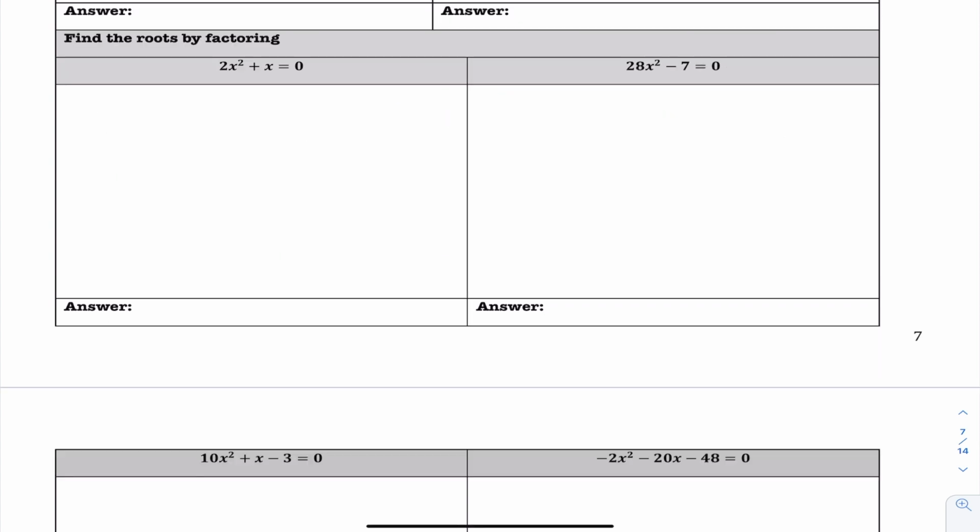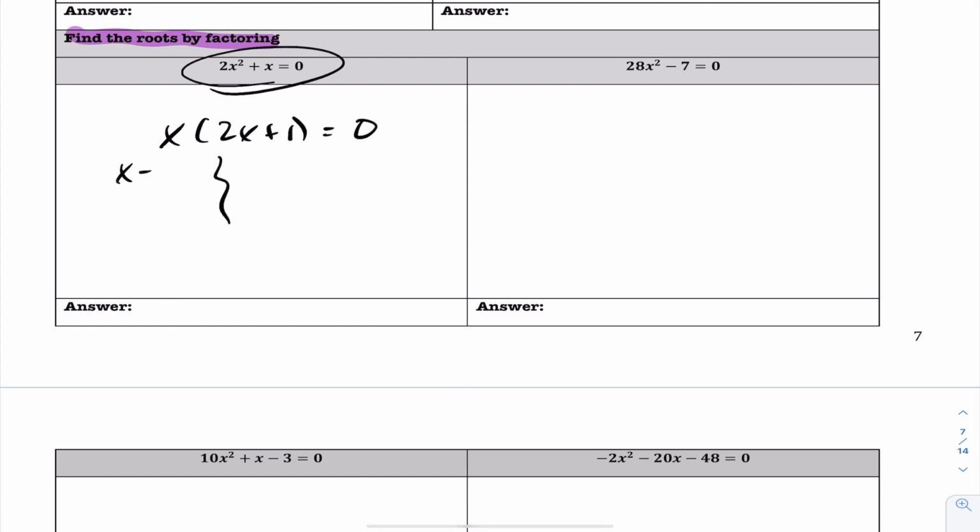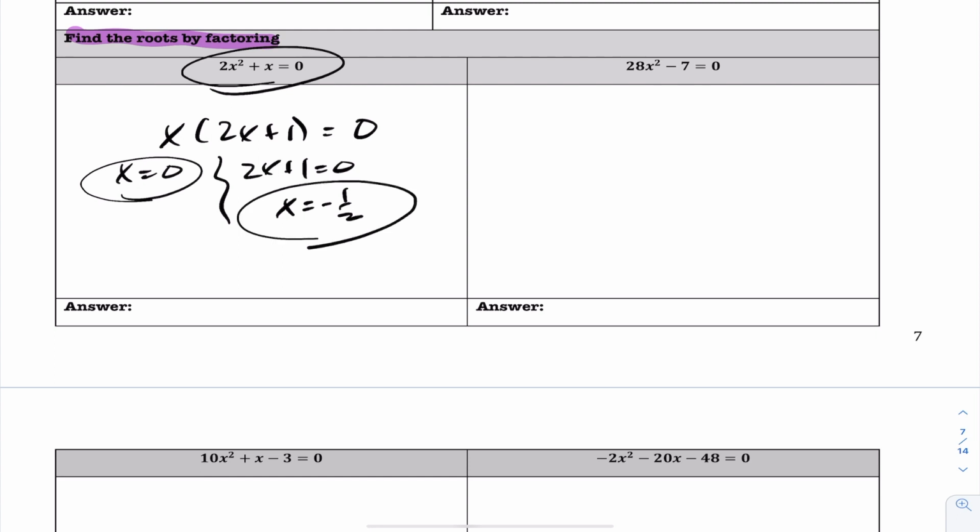Moving on here. Now they want us to find the roots, but the quadratic isn't factored. So we have to go through our factoring techniques here. The first thing you look for whenever you're factoring is a GCF. This first quadratic has a GCF of x. So I end up with 2x plus 1 inside. Now I have the product of two expressions equal to 0. Either x is 0 or 2x plus 1 is 0. Solving for x, I get x is minus 1/2 here.